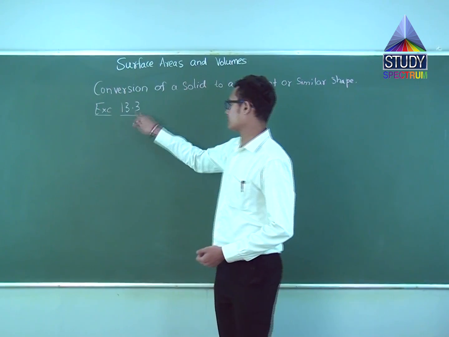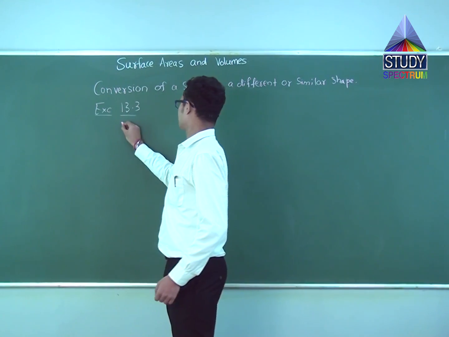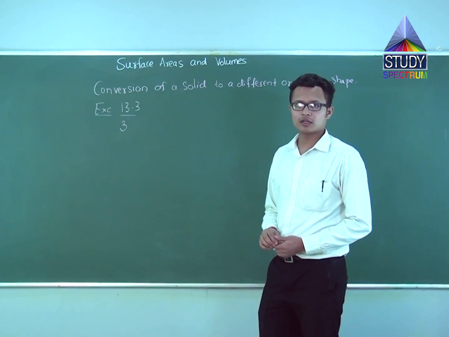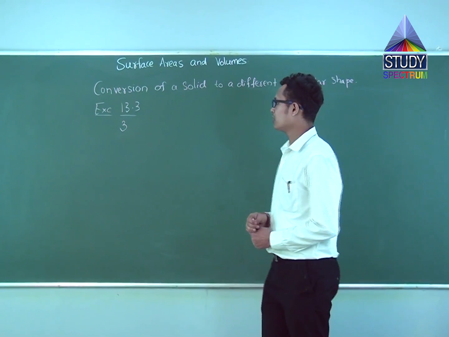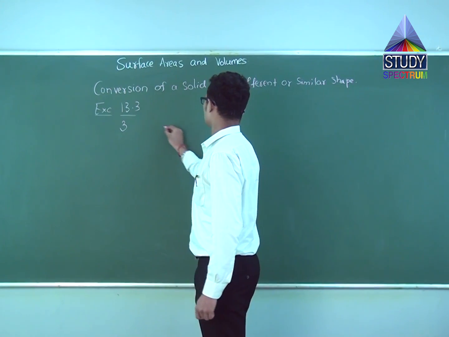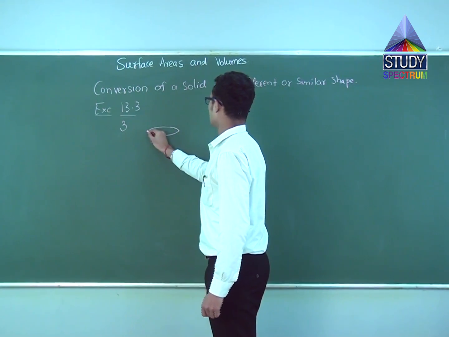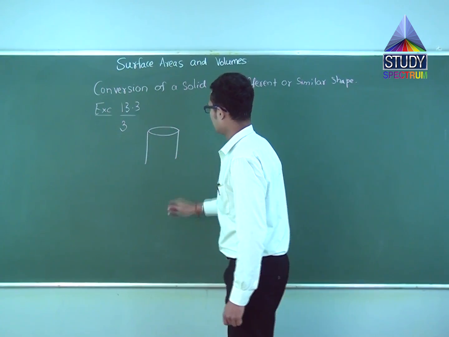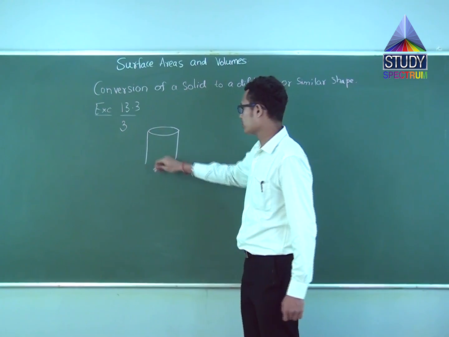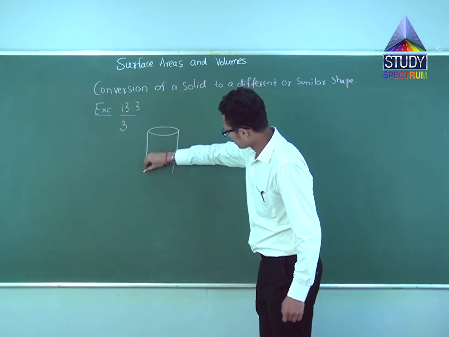Third question from exercise 13.3. This question is different from the previous one. Of course, each question is different from the previous one. In this question, a well is dug of diameter 7 meters. You understand that this section is also a circular one. I am not going to draw a circular thing here.